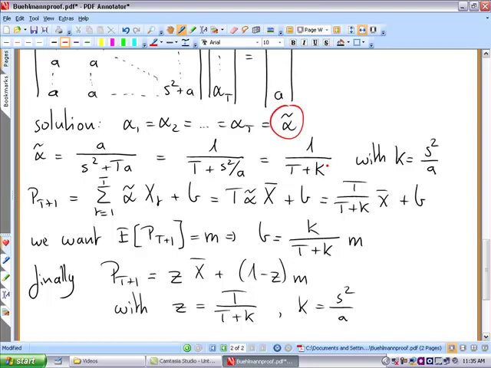So the credibility premium will be the sum of this alpha tilde times the x's plus the constant. So here we have the sum of the x's times the constant alpha tilde. The sum of the x's is t times x bar, so we are just replacing the sum of the x's by t x bar. So t alpha tilde is t over t plus k, the z of the Bühlmann model.